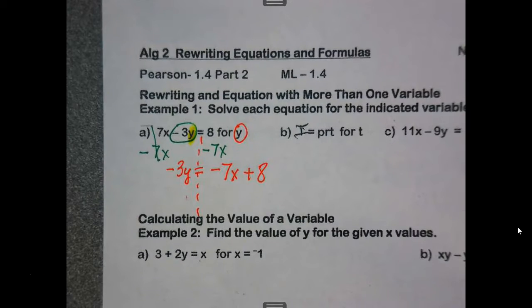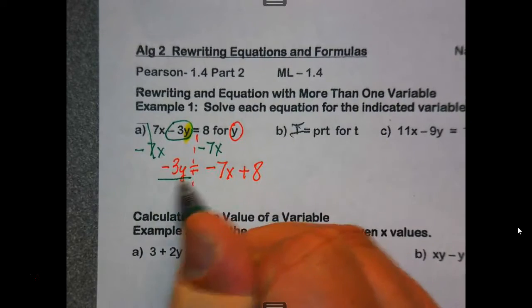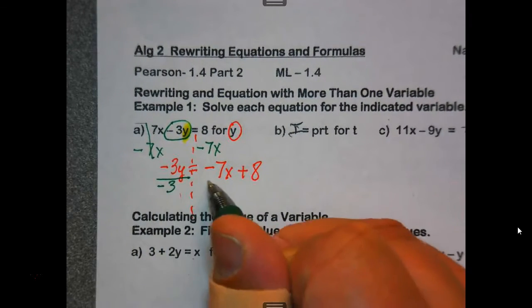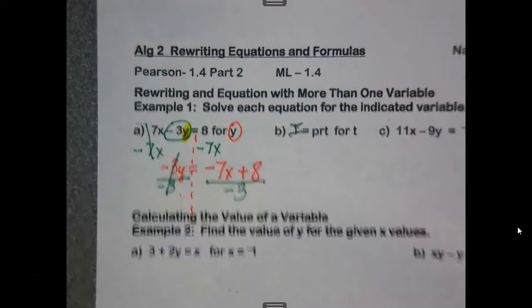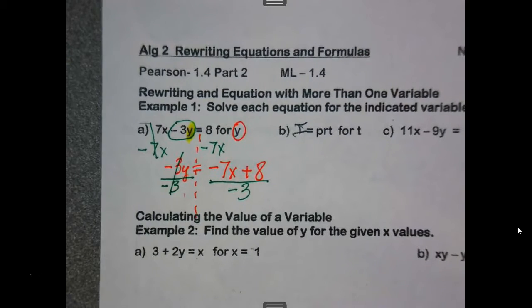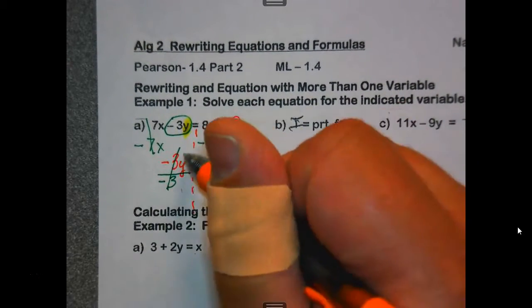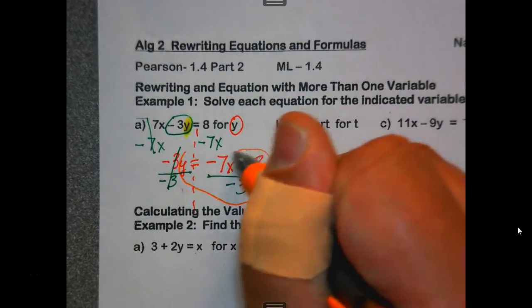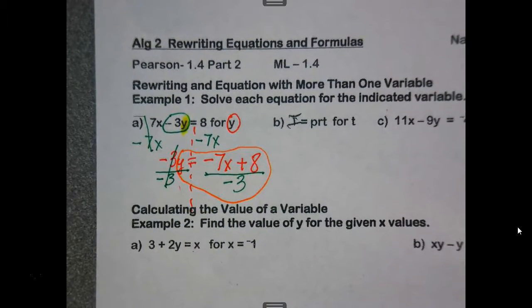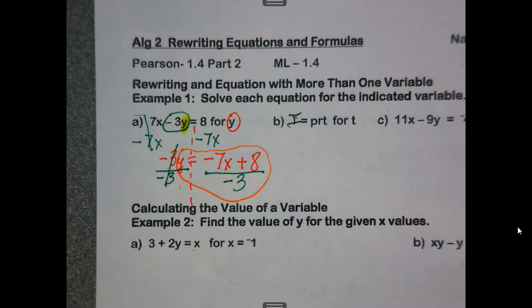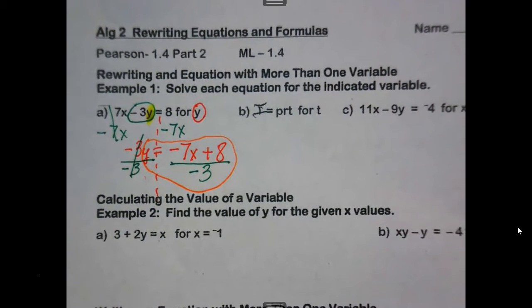I don't care. Now I still have to get y by itself. I'm going to divide by the coefficient negative 3. These cancel the 1. That's my answer. Y equals all of that stuff. I don't care what's on this side as long as y is by itself. Okay? Pretty easy, right?